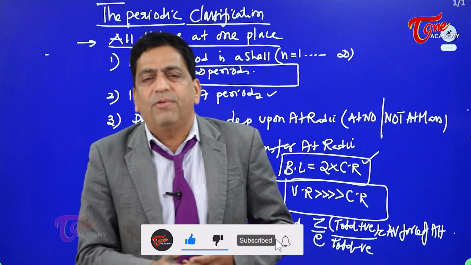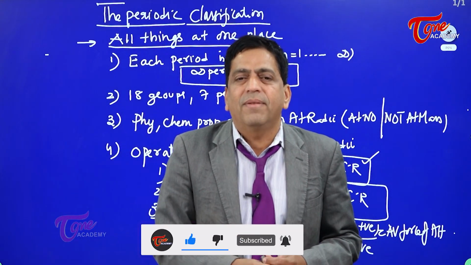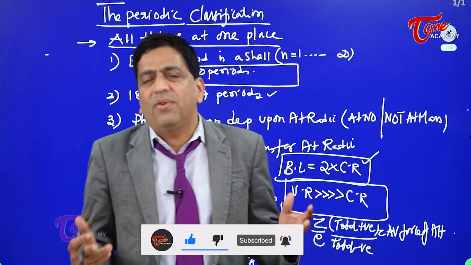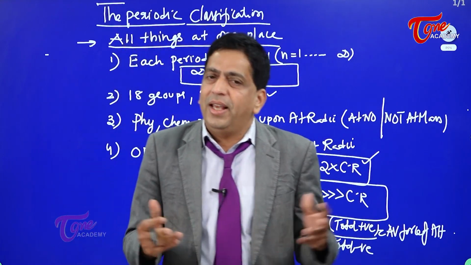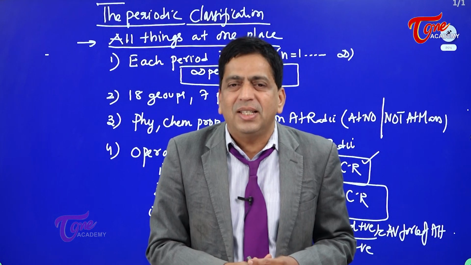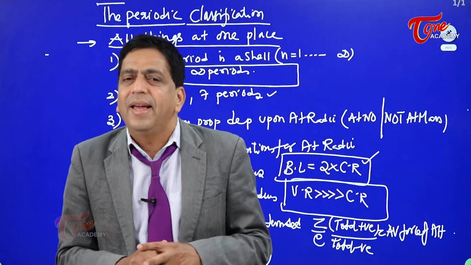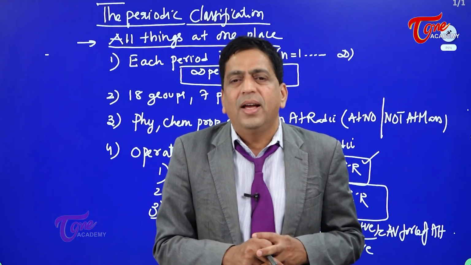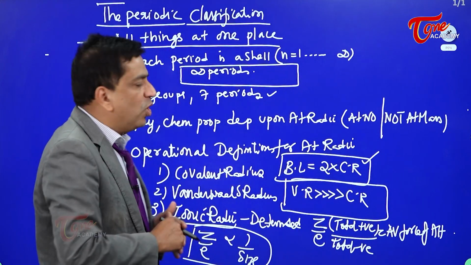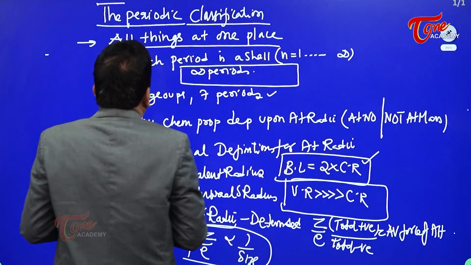The size will be lesser if the average force of attraction is more. So if you have a set of ions which have the same number of electrons, they are called isoelectronic species. The species which have the same number of electrons can also be called isoelectronic species. This might be a question in exam. And observe, I continue to write.